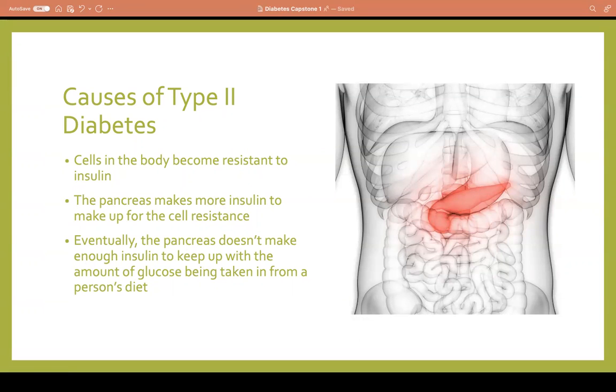Causes of type 2 diabetes include cells in the body becoming resistant to insulin. This makes the pancreas make more insulin to make up for the cell resistance, and eventually the pancreas does not make enough insulin to keep up with the amount of glucose that is being taken in from the person's diet. Once again, a risk factor that we know is too much processed sugar in the diet, which disrupts blood glucose levels.